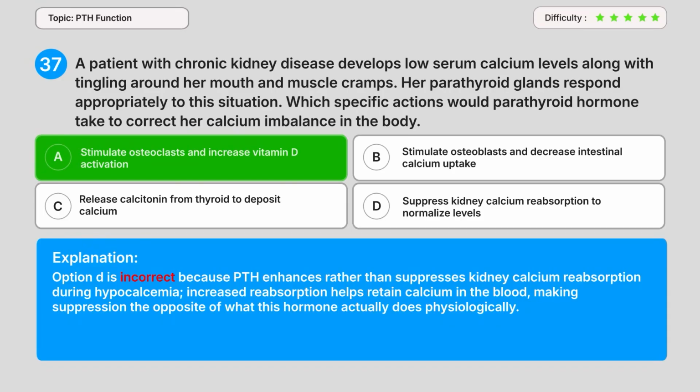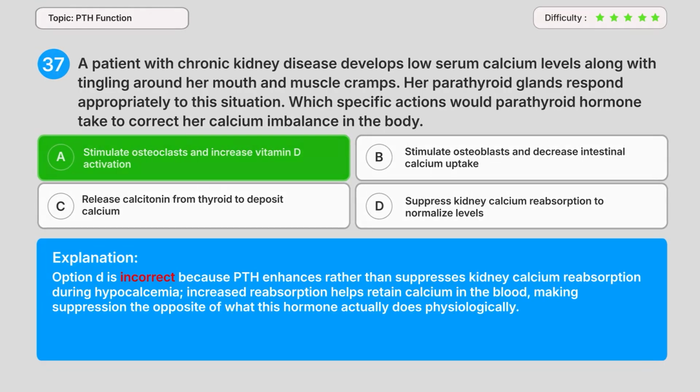Option D is incorrect because PTH enhances rather than suppresses kidney calcium reabsorption during hypocalcemia. Increased reabsorption helps retain calcium in the blood, making suppression the opposite of what this hormone actually does physiologically.